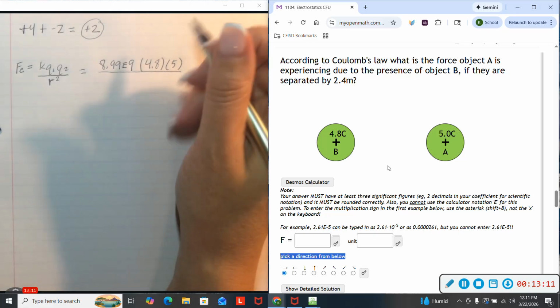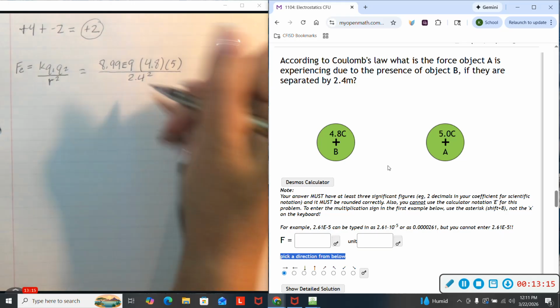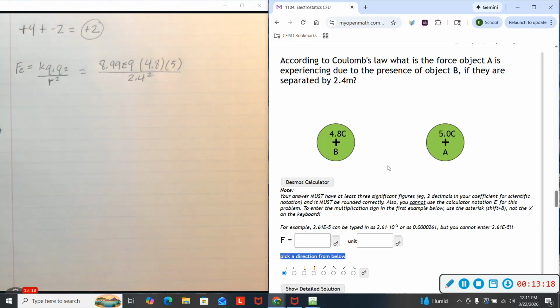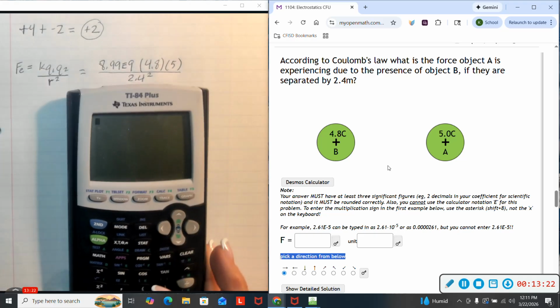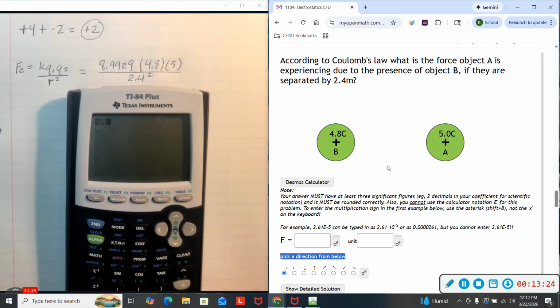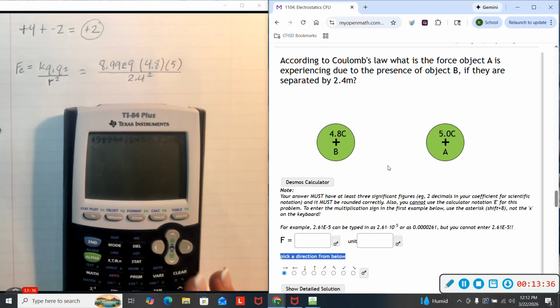And then the distance of separation is 2.4 meters, and that value needs to be squared. So that is my setup. So now we're going to get our calculator out, and we are going to type this in. So I have 8.99 E9 times 4.8 times 5, and then all of that divided by 2.4 squared.